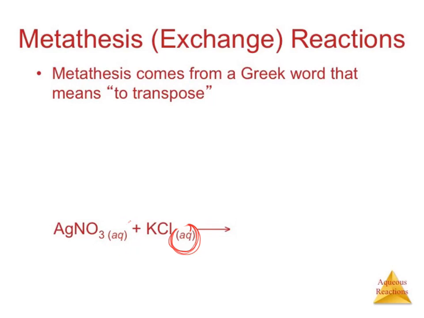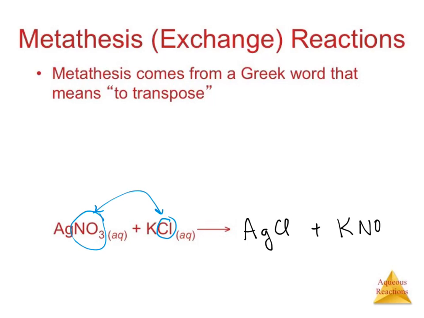Which ion do you want to look at? The anion or the cation? I heard anion, I believe. What was our anion in silver nitrate? The nitrate. What was our anion in potassium chloride? Chloride. Once you've decided on one to swap, swap them. What do you get as a result? Silver chloride, AgCl, plus potassium nitrate.